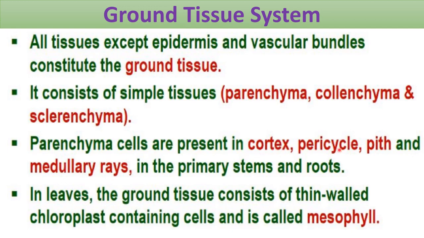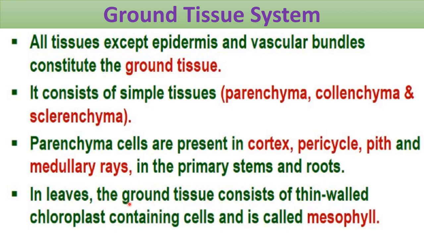All these are layers of cells which are found inside the stem and roots of the plant, and about these layers also you will study in this chapter. So cortex, pericycle, pith, medullary rays, in all these layers parenchyma cells are present. Okay, in the primary stems and roots, right?